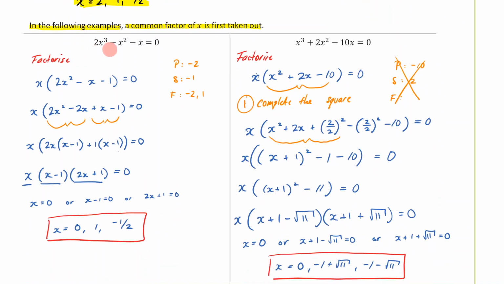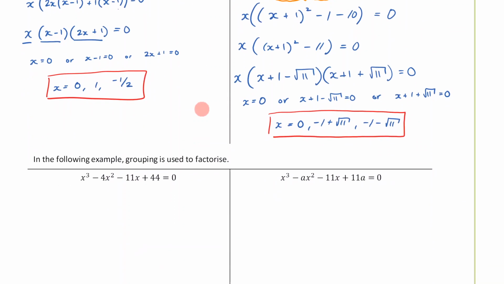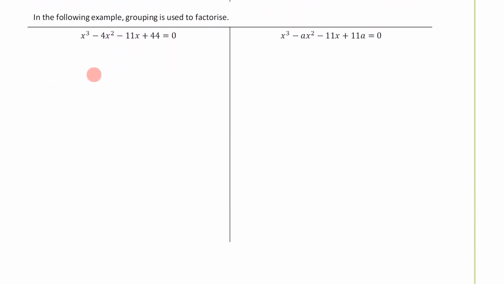You might have to take out a common factor, and then you could factorize the quadratic, and then you could get to your answer. Or you might get something a bit yuck. You'd have to complete the square or use the quadratic formula. Or there's this technique here. So this is called factorize by grouping, and you just kind of have to recognize when to use it.